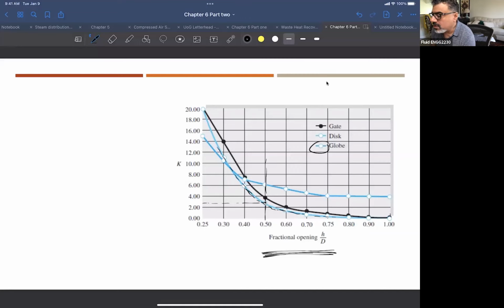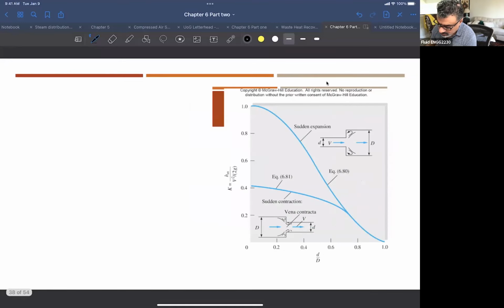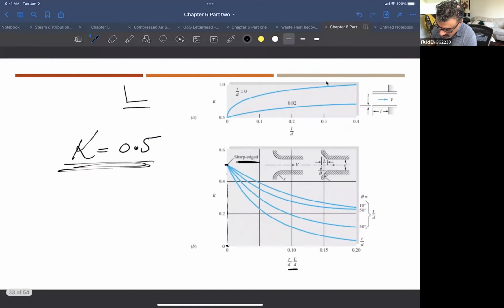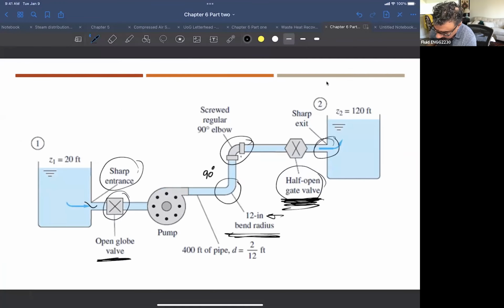I have a number here that is 3.8. Not sure if this is very accurate, but let's say, for example, K of this valve here is 3. And then sharp exit. Because that's the last one, you see, this is the last one.